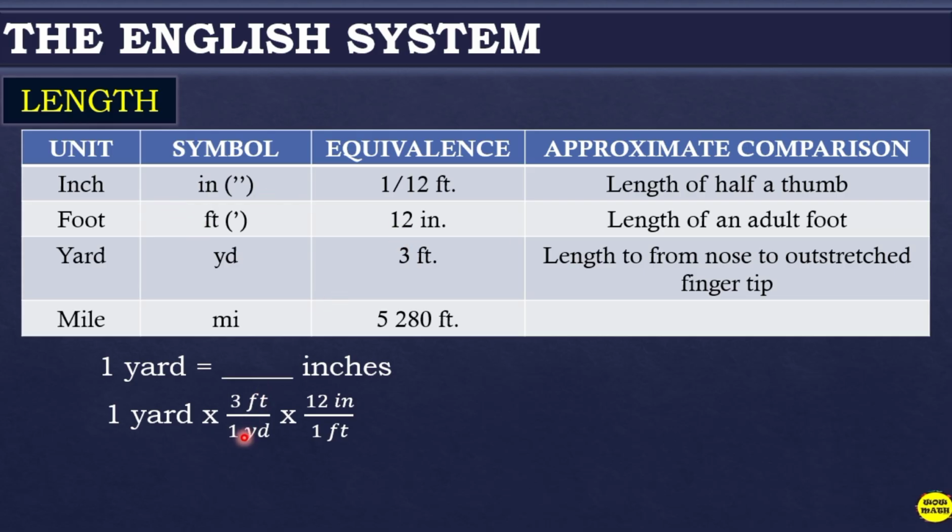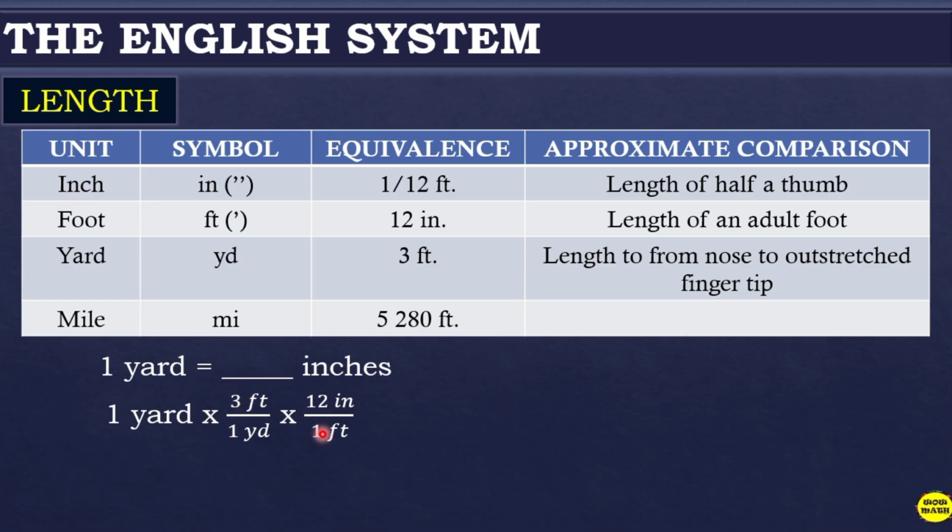Now, so 1 yard, that is equivalent to 3 feet. Etong feet mo, so dapat ipapareho mo siya doon para makancel natin to. So, for every 1 foot, eto sabi ko kanina, for every 1 foot, that is equivalent to 12 inches. So, yan ang ilalagay mo ngayon sa taas. Etong numerator and denominator mo, this is the ratio. Ito yung equivalence niya. Okay? So, for every 1 yard, that is equivalent to 3 feet.